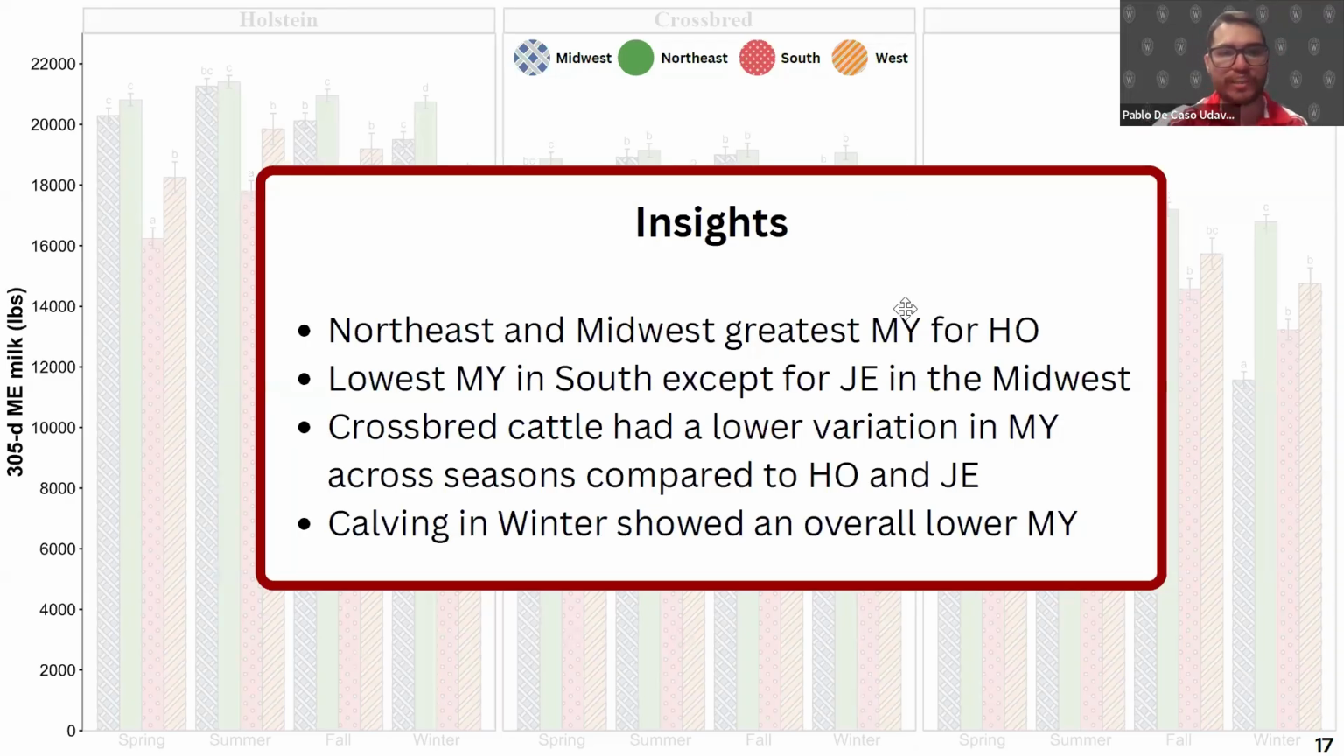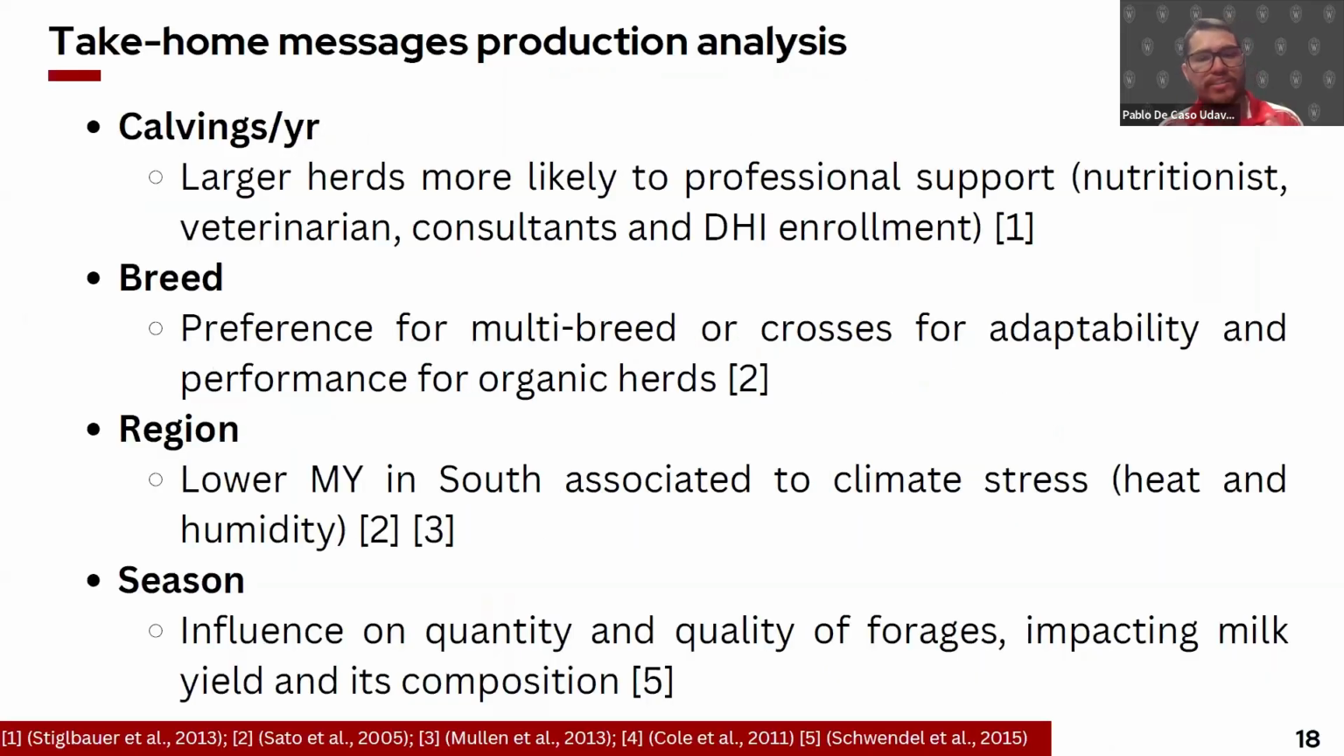And then specifically for the crossbred cattle, as I mentioned, there's a lower variation in milk yield across seasons in comparison to the Holsteins and the Jerseys. And calving in winter showed an overall lower milk yield. So in terms of take-home messages of the production analysis, on what could be potential explanations as to why this is occurring, it has been quite documented in the literature, specifically in studies combining and comparing conventional with organic herds or grazing herds with organic herds. It's something that has been coming up very consistently.